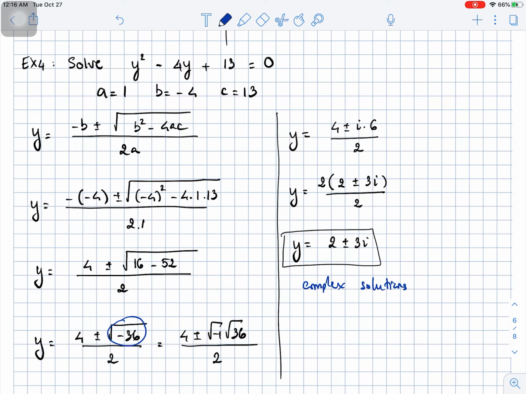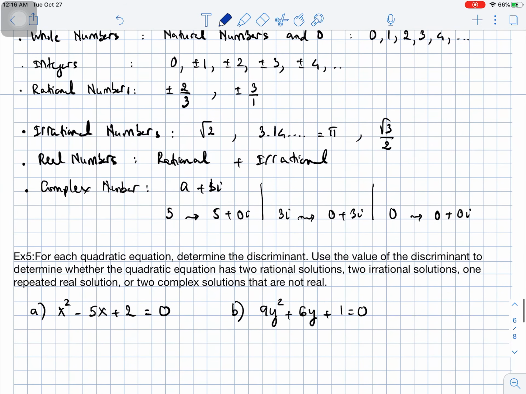And the last one, we look at the square root. The square root is the square root of a negative number. So we got two complex solutions, right? Two complex numbers. So we can determine the name of the solution based on the square root, based on the part b squared minus 4ac. So we have a name for this. B squared minus 4ac is the discriminant.